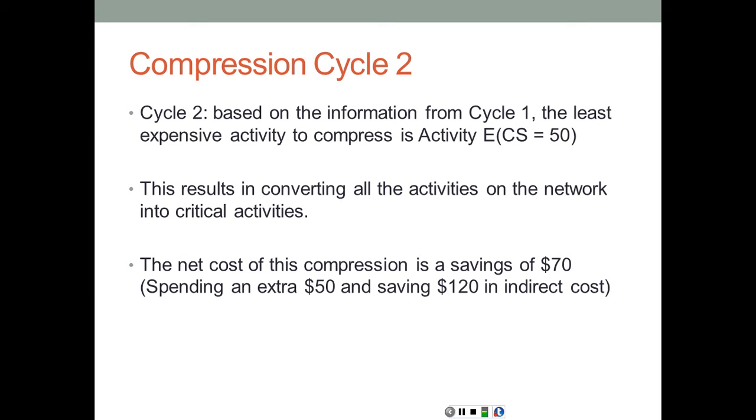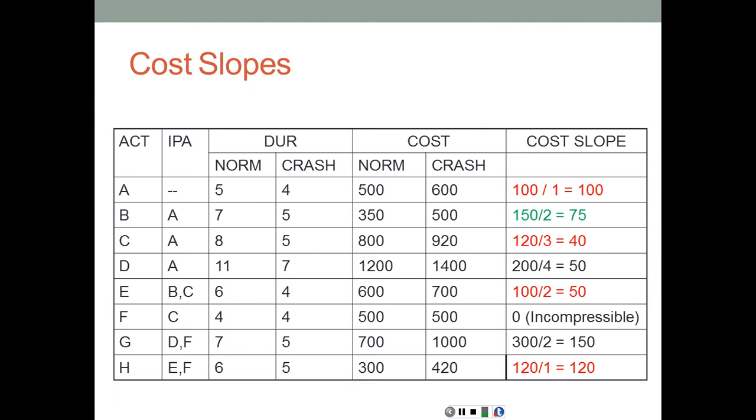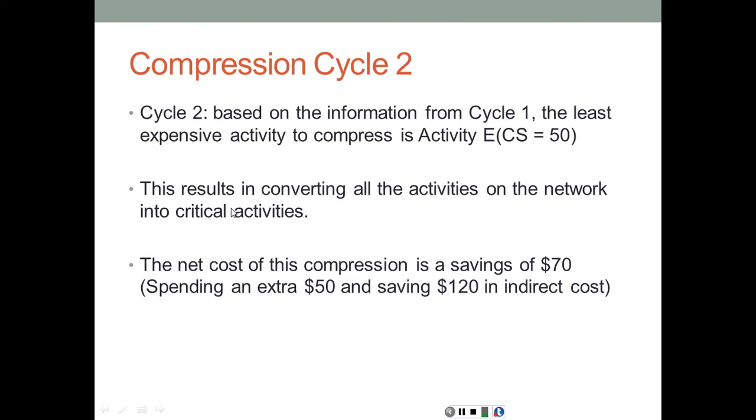So based on the information from cycle 1, the least expensive activity to compress is activity E. Again, from this table, the least expensive activity to compress is activity E with a cost of $50. This results in converting all the activities on the network into critical activities, because again, all the remaining activities had only 1 day of total float. Once we compressed activity E, all of these non-critical activities will lose that total float, thus becoming critical. And the net cost of this compression is a saving of $70, because again, we spent an extra $50, we saved $120, so the net is savings of $70.